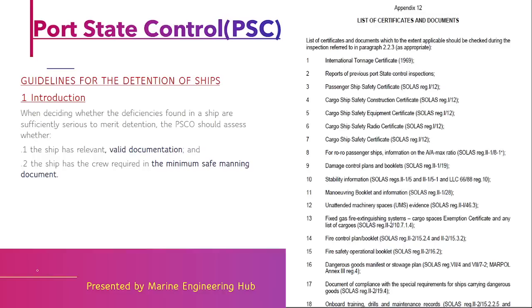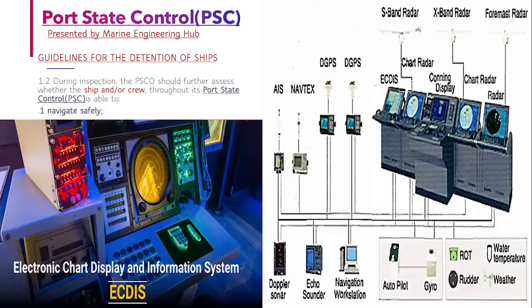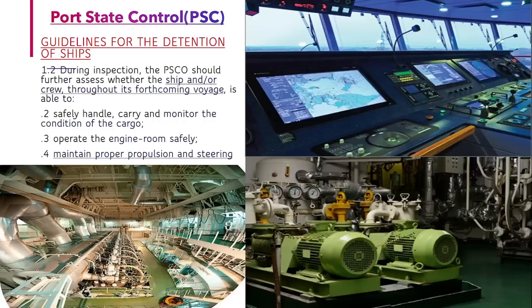Now, when can the ship be detained? If you don't have a valid document, if your ship crew is not able to navigate the ship properly, if your engine crew is not able to run the engine properly, not able to do operations, propulsion and steering for the forthcoming voyage, then your ship can be detained.